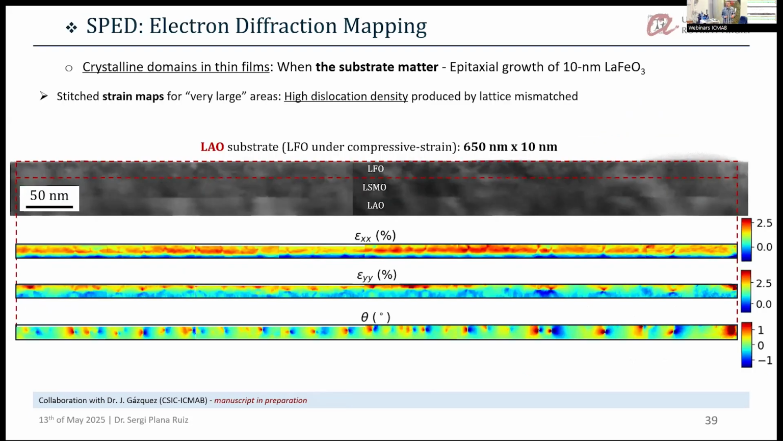Another point is that we could get strain maps out of this. So we could have a statistical analysis of very large areas of our materials, our thin films. This is the case of the LFO on the LAO substrate. We have this pretty large area of around 650 nanometers, and in each case here we have the strain components. Since the mismatch of the characteristic lattice parameter was that high, we had a lot of dislocations. So one can see very nicely the position of the dislocations, have some statistics out of this, and get some idea of how disordered this material is.